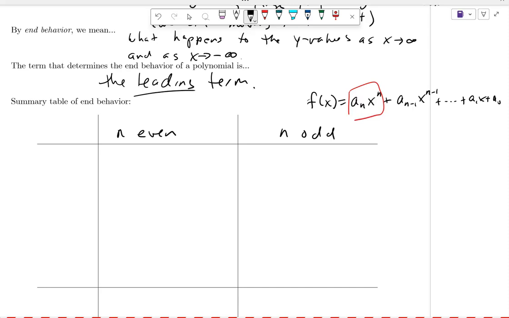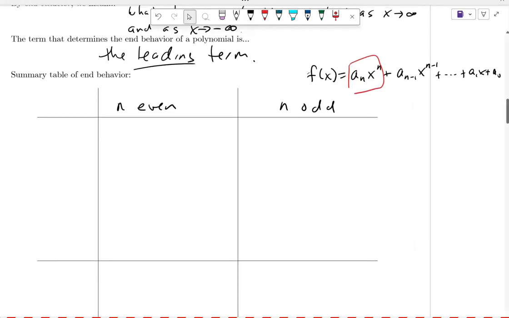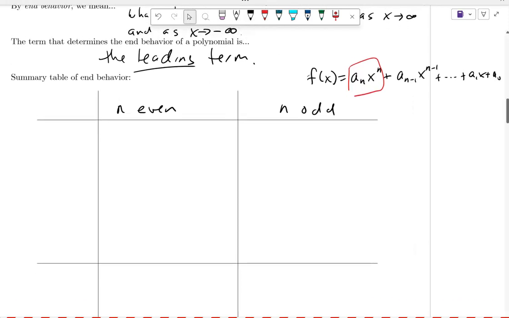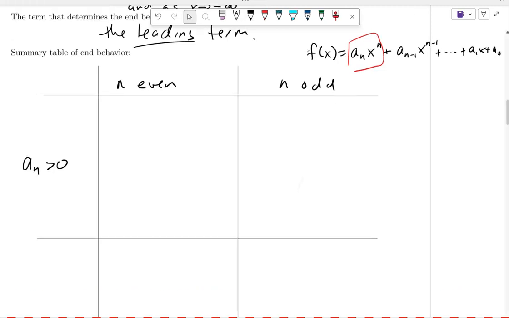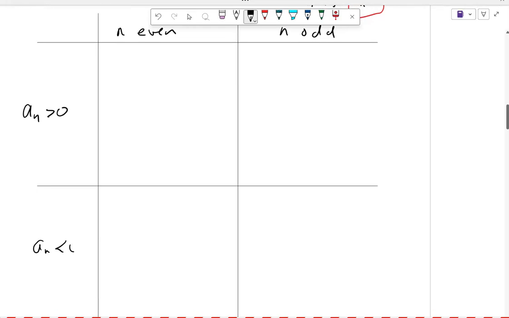That's one thing. Is the degree even? Is the degree odd? Remember, n here would be the degree, right? Degree even, degree odd. Okay. Quadratic functions, the degree was even. The next thing you looked at for quadratic functions was that coefficient in front, right? That leading coefficient. Positive or negative, right? So that's the other part you're going to look at. Your a sub n is greater than 0, or your a sub n is less than 0. Okay. All right. So it's going to be one of these four possibilities, okay?